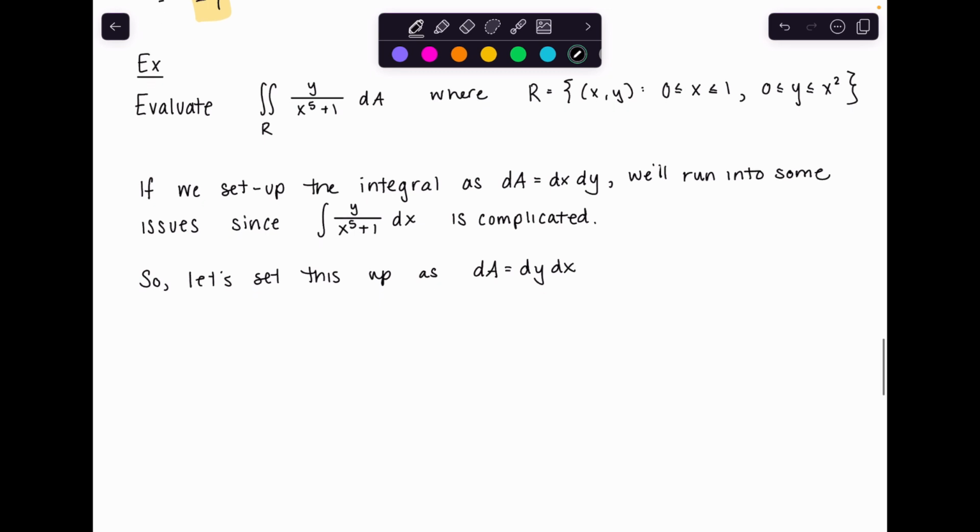So I'm going to go ahead and start by drawing this region off to the side. So we've got the two lines, x is changing between 0 and 1. So our x bounds are exactly those lines. X equals 0 is right here, and x equals 1 is right here.